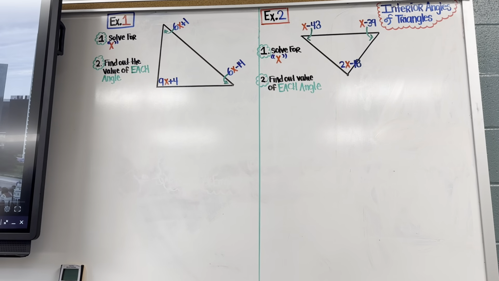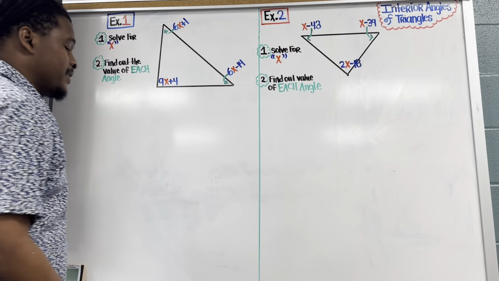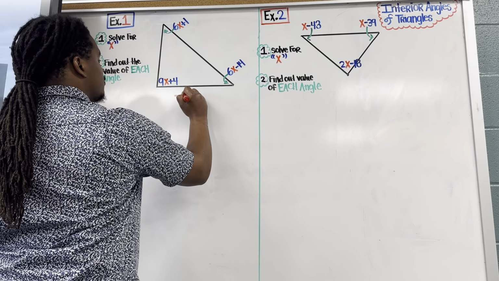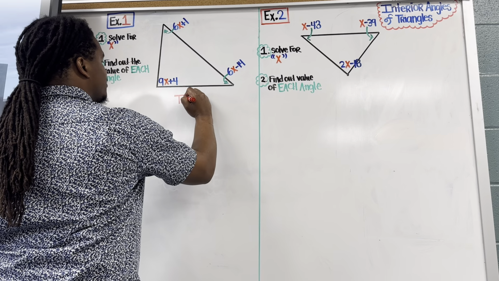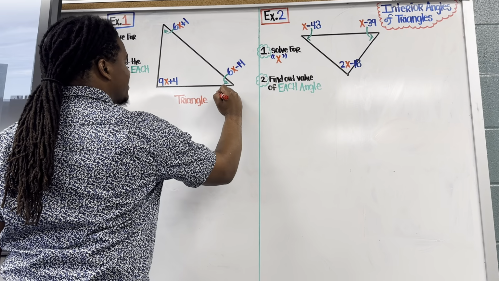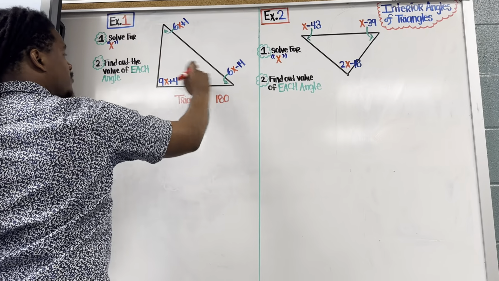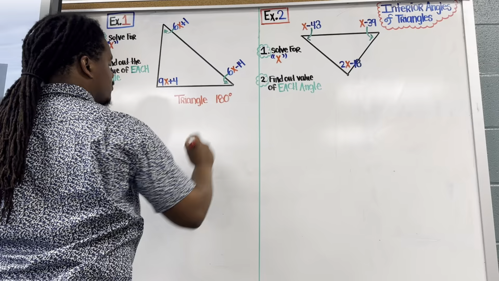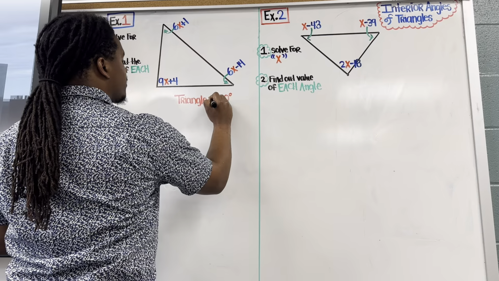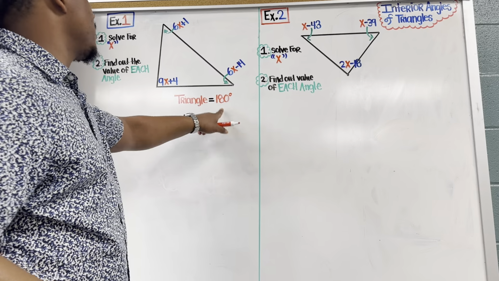Now, we all know, guys, a triangle has 3 interior angles, here, here, and here, right? And another thing that we should note is that every triangle equals 180 degrees. Meaning that all of these 3 angles added together should equal 180 degrees. So that is a note.